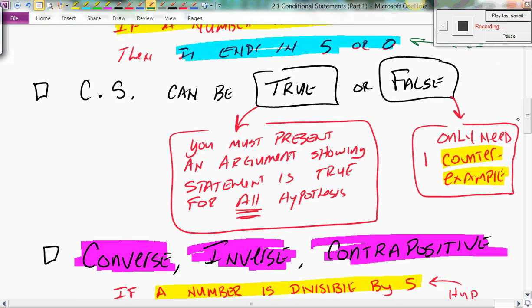Okay, then we want to discuss that a conditional statement can be either true or it can be false. If a conditional statement is true, then you have to present an argument or a proof or some kind of mathematical way to show that your statement is true for all hypotheses, so all if parts. However, if it is false, you only have to find one counterexample. There's that word counterexample again that we came up with in chapter 1.